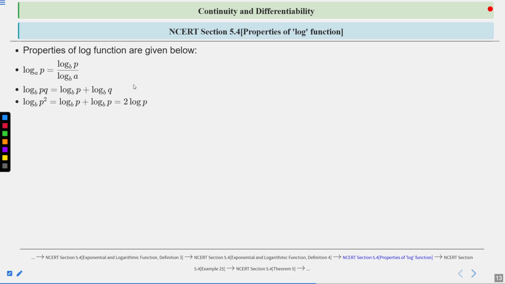Clear? Log base b of p squared will be equal to log p plus log p, which is equal to 2 log p. Log base b of p to the power n will be equal to n log p. Now log base b of x upon y will be equal to log base b of x minus log base b of y. Clear?